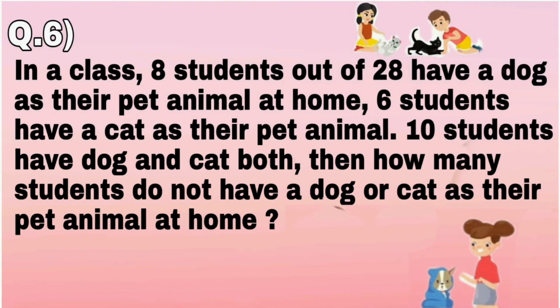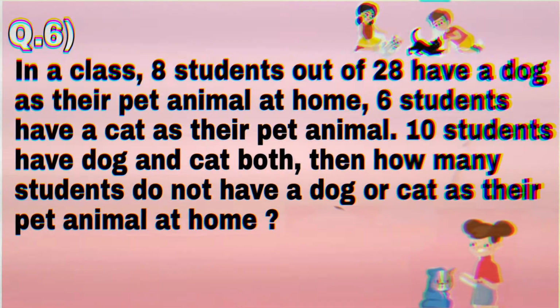Let's see question number 6. It says in a class, 8 students out of 28 have a dog as their pet animal at home. 6 students have a cat as their pet animal. 10 students have dog and cat both. Then how many students do not have a dog or cat as their pet animal at home?